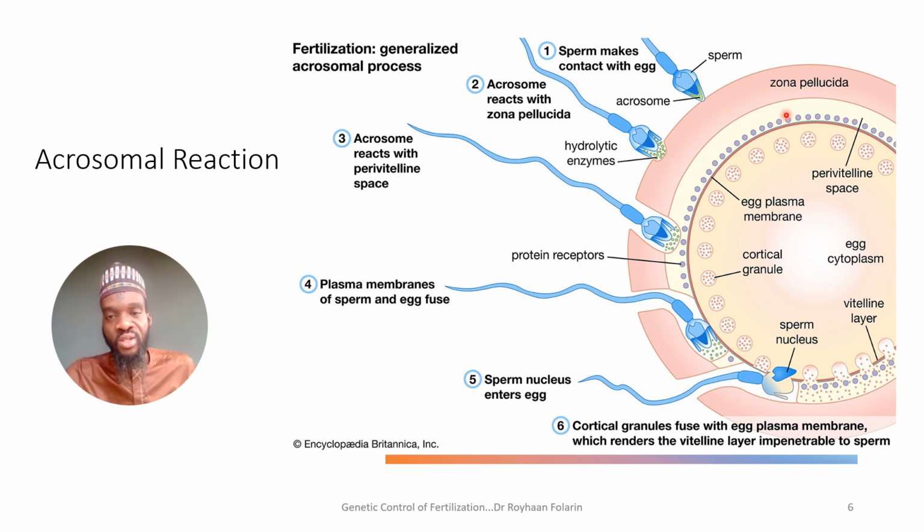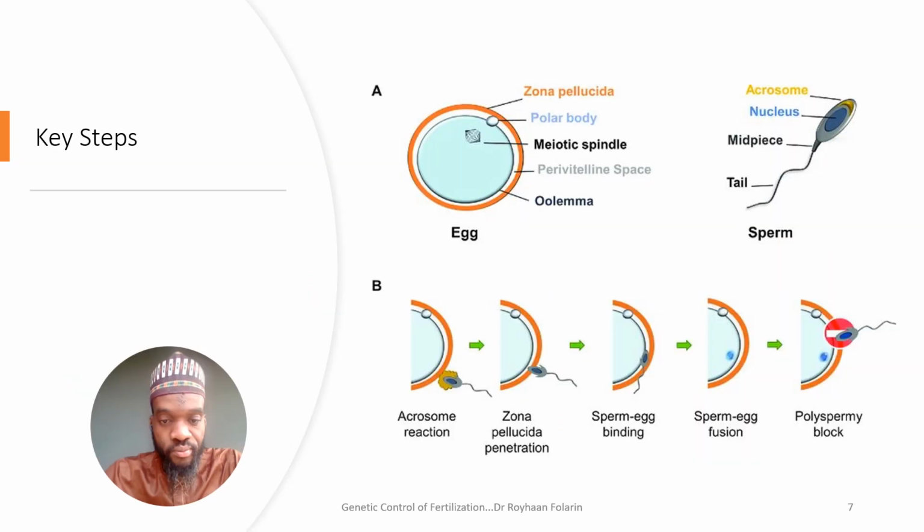So in summary, you have the sperm making contact with the egg, and then next you have the acrosome reacting with the zona pellucida, releasing these hydrolytic enzymes. Thereafter, you have the acrosome reacting with the perivitelline space. You have the plasma membrane of the sperm fusing with the egg. You have the sperm nucleus entering the egg, and then you have cortical granules fusing with the egg plasma membrane to render the vitelline layer impenetrable.